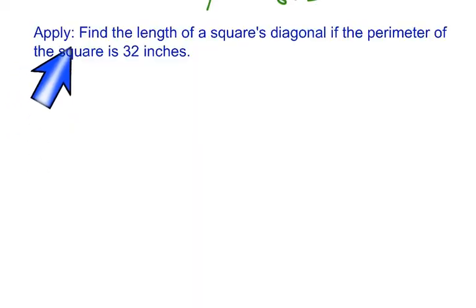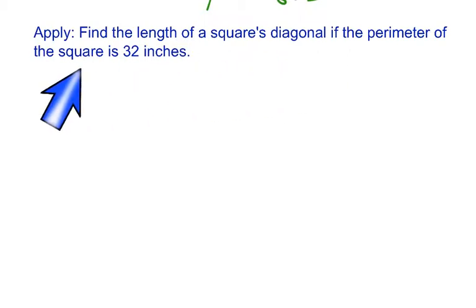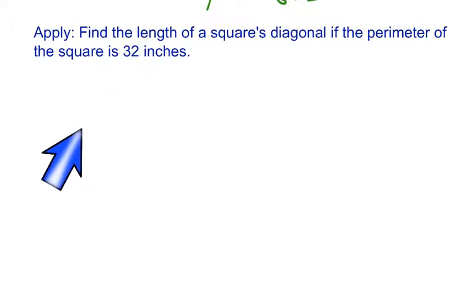Alright, let's apply what we learned. Let's say if you wanted to find the length of a square's diagonal if the perimeter of the square is 32 inches. Well, when in doubt, draw it out. And I live by this motto when I solve math problems. So if I can't visualize it, I'm going to definitely draw a picture so I can.